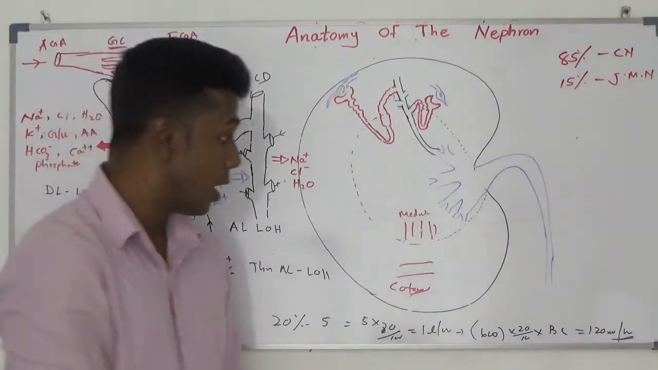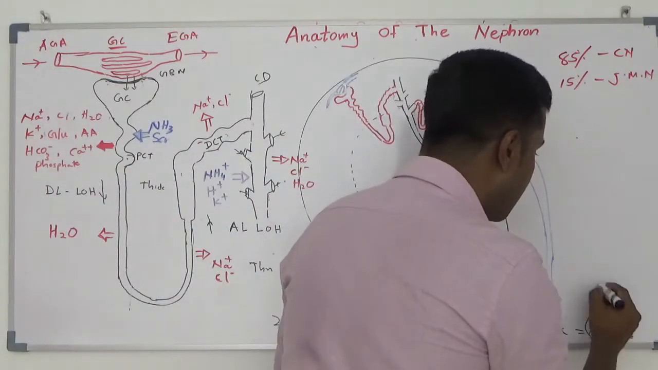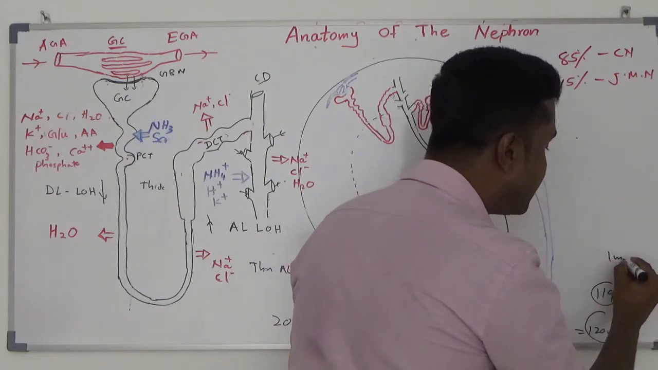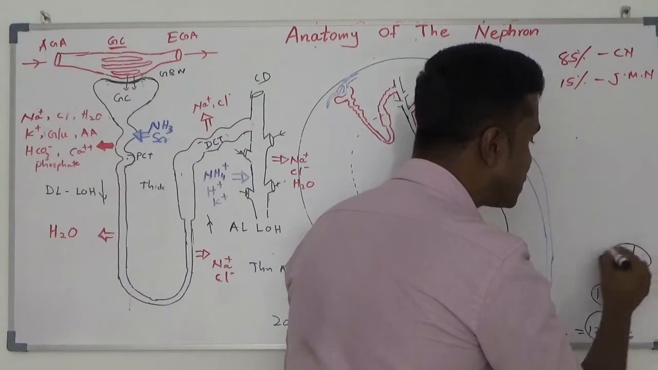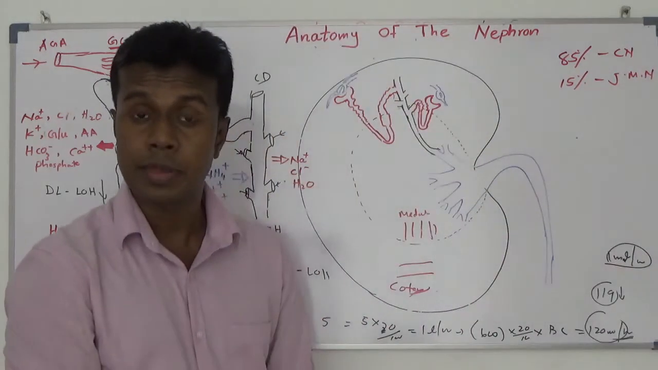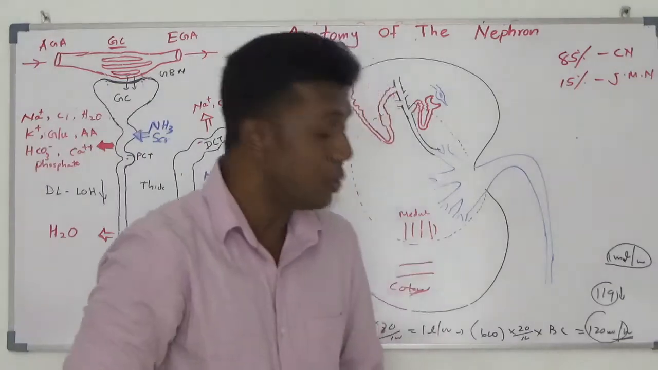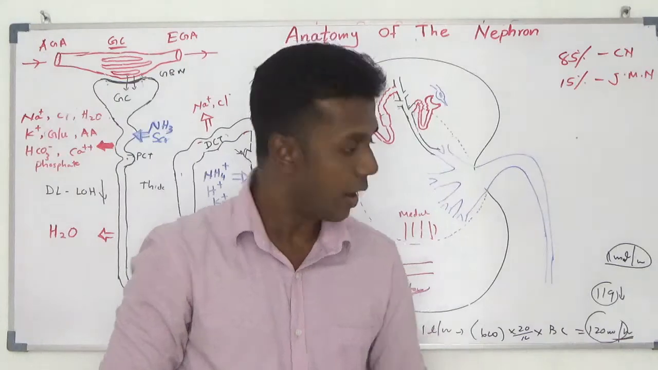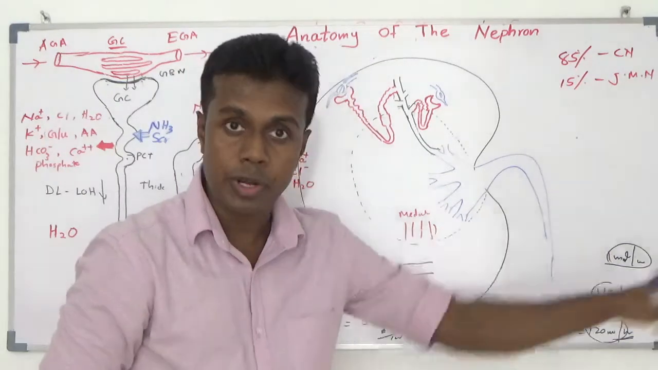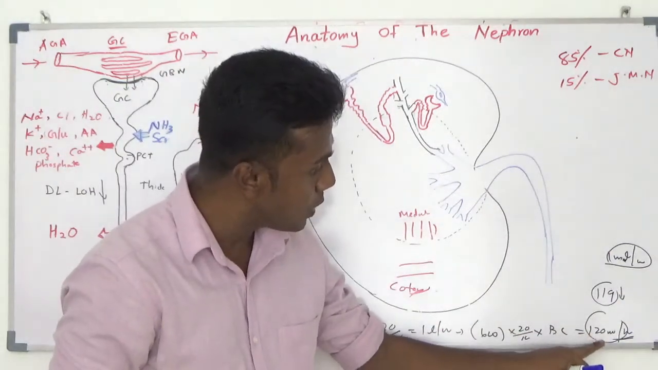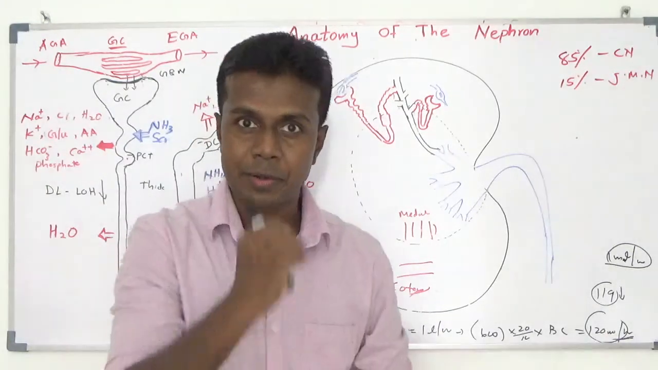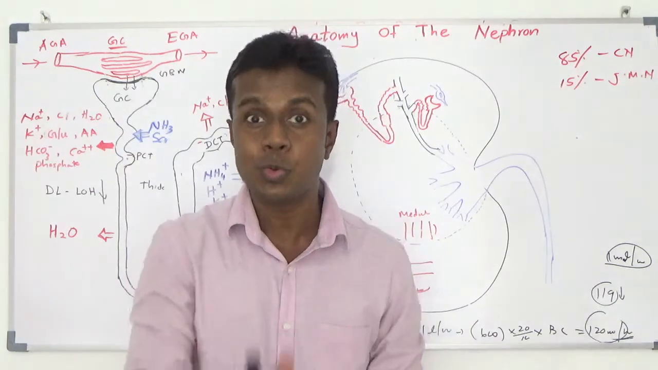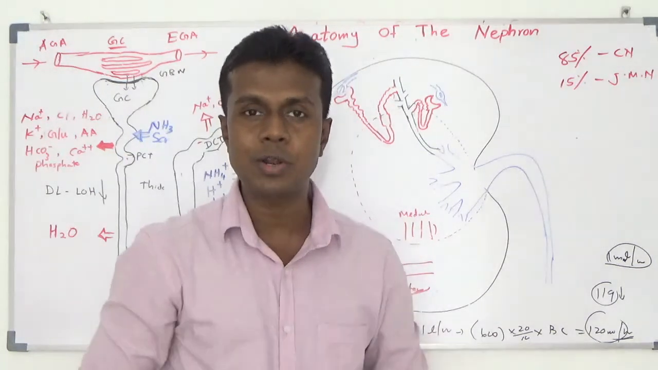Out of 120, 119 going to be reabsorbed. Only 1 milliliter per minute appears as urine. Such a huge amount going to be reabsorbed. Otherwise, if all of it were removed, you would have to drink 120 milliliters per minute all the time in order to restore your vascular system. You can't do anything else. You have to drink water and water and water throughout the day.